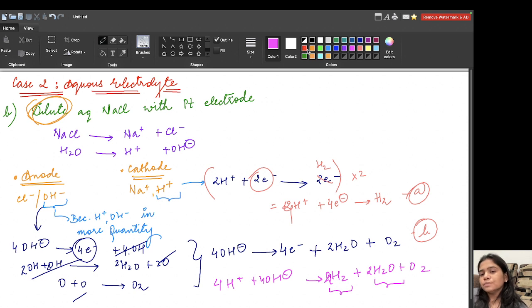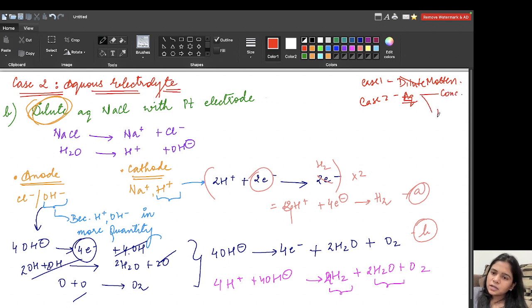Case 1 was for molten electrolyte. Then you have aqueous electrolyte. In aqueous also 2 conditions, concentrated and dilute. In concentrated, we just check the preferential discharge series, and in dilute we are just seeing that H plus and OH minus is there. Okay. Then comes case 3.